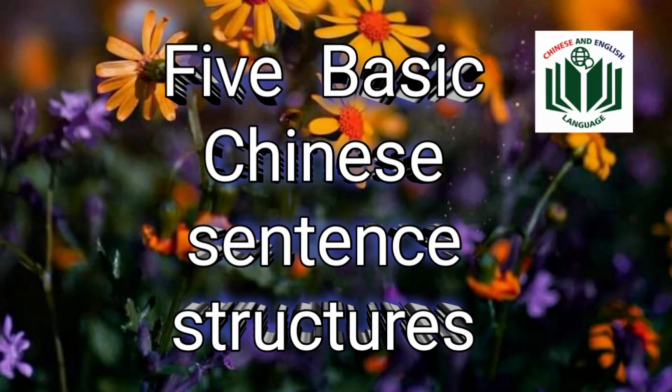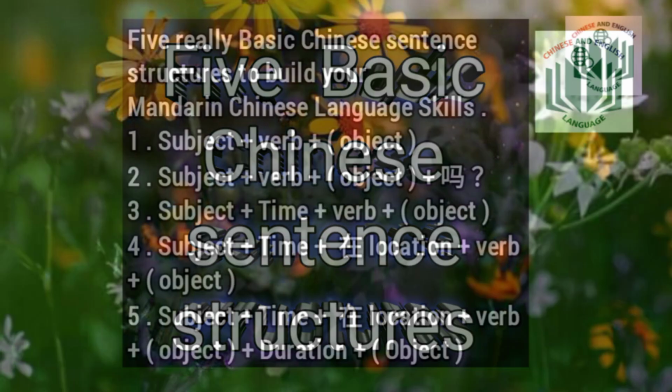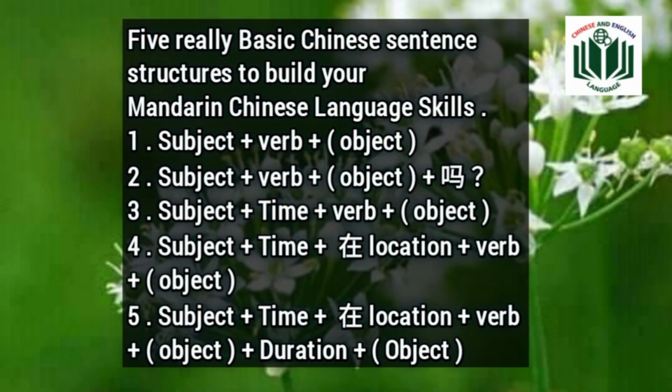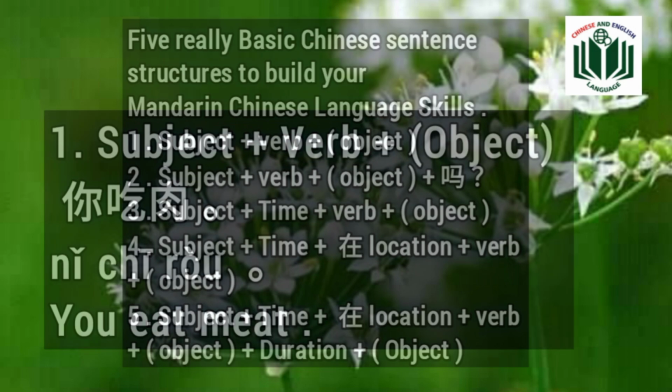5 really basic Chinese sentence structures to build your Mandarin Chinese language skills. 1. Subject plus verb plus object. 2. Subject plus verb plus object plus 吗. 3. Subject plus time plus verb plus object. 4. Subject plus time plus 在 plus location plus verb plus object. 5. Subject plus time plus 在 plus location plus verb plus object plus duration plus object.